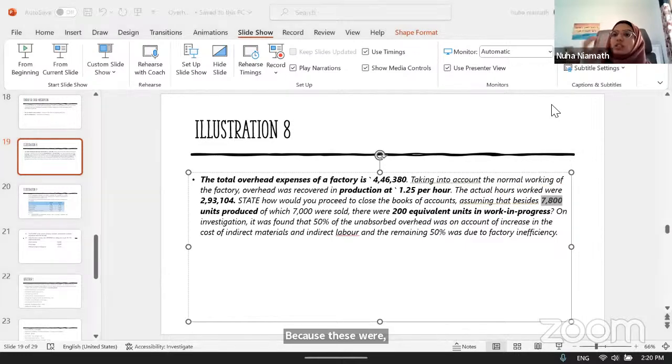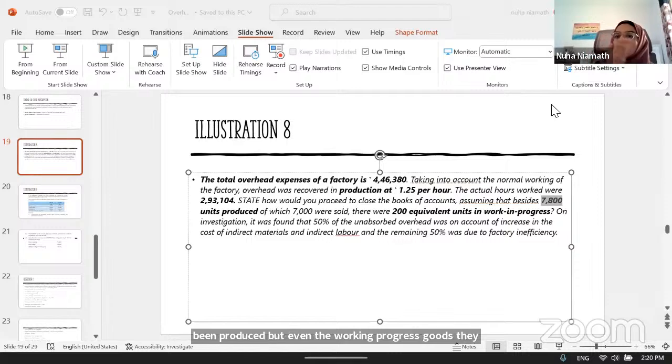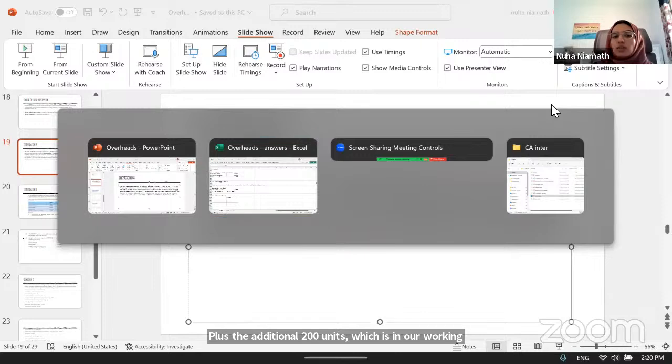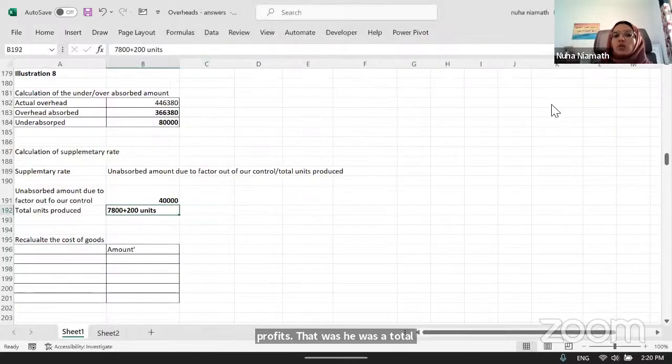So we have to consider the work in progress as well for our supplementary rate, because we will inflate not just the 7,800 that have been produced, but even the work in progress goods. You cannot just inflate the final goods. Even the work in progress has to be inflated. So we will consider the entire 7,800 plus the additional 200 units in work in progress. That will give us a total units produced of 8,000 units.